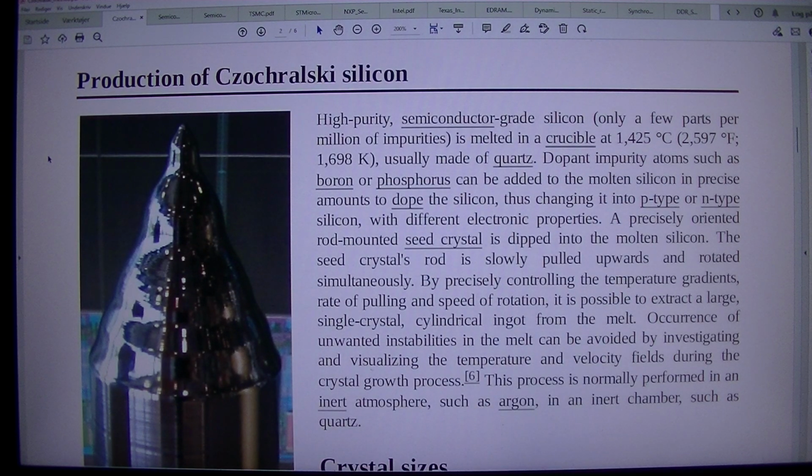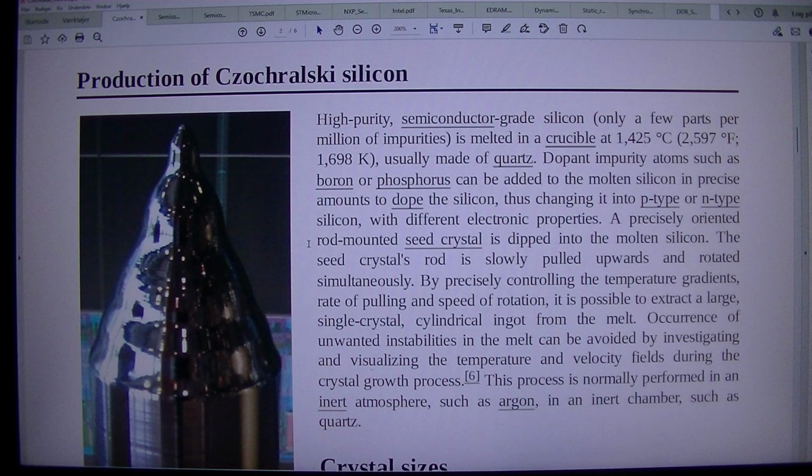High-purity, semiconductor-grade silicon, with only a few parts per million of impurities, is melted in a crucible at 1425 degrees Celsius (2597 degrees F, 1,698 K), usually made of quartz. Dopant impurity atoms such as boron or phosphorus can be added to the molten silicon in precise amounts to dope the silicon, thus changing it into P-type or N-type silicon, with different electronic properties.